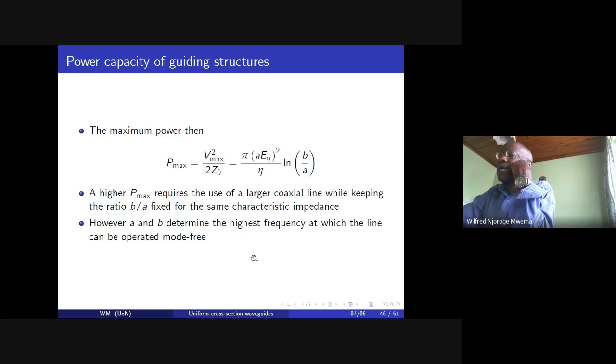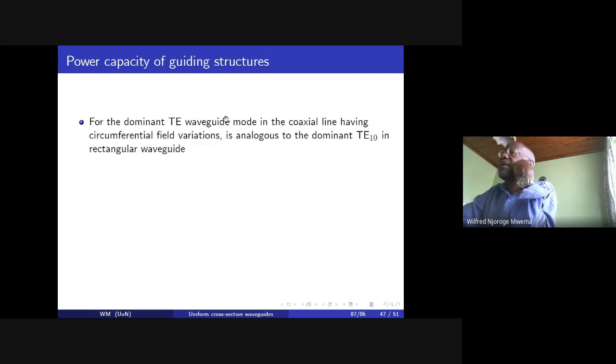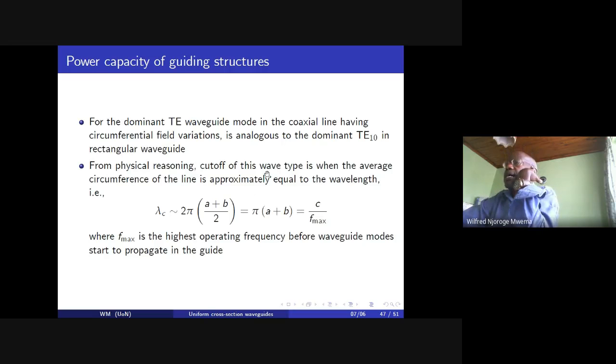dielectric between the conductors. And the dominant TE waveguide mode in the coaxial line, having a circumferential field variation, will be analogous to the dominant TE10 mode in a rectangular waveguide. And from physical reasoning, the cutoff of this wave type is when the average circumference of the line is approximately equal to the wavelength, that is, lambda c is approximately twice pi times (a plus b) over 2, which is equal to pi (a plus b) equals c over f max, where f max is the highest operating frequency before the waveguide modes start to operate in that guide.